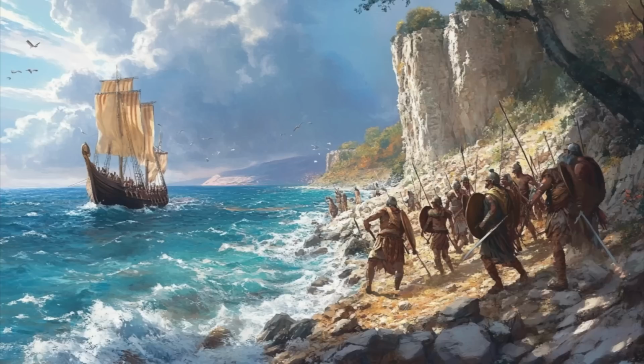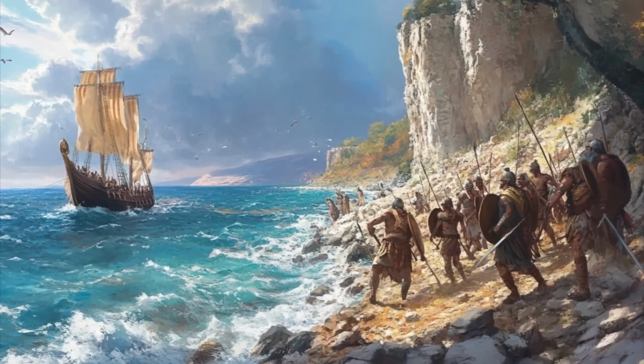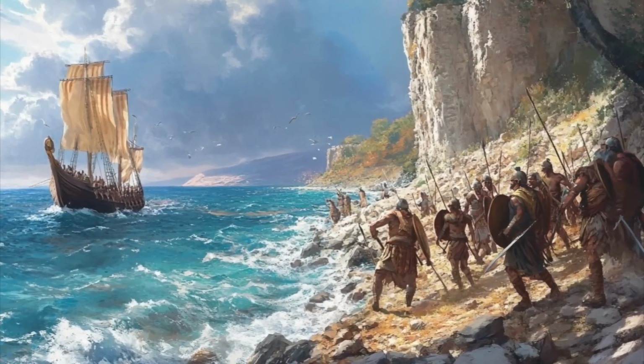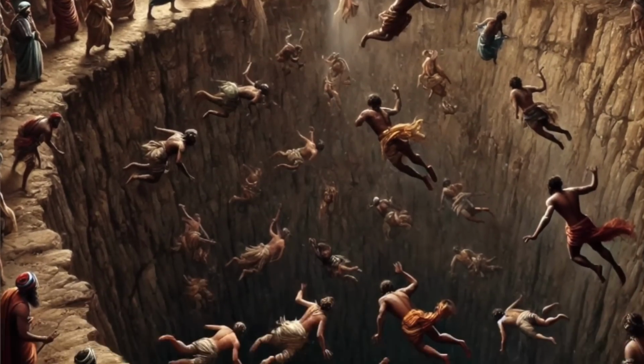Here we go. Phoenicians and Greeks raided for slaves along the Mediterranean coast and inland as far as the Danube River and the coast of the Black Sea. In Asia Minor, where some of the largest trading centers developed, records show that Syrians, Germans, Thracians, Greeks, Jews, Egyptians, Ethiopians, Arabians, Persians, Spaniards, and the North African peoples were sold in the slave marts. All types of people being sold like hotcakes, right? Going into the bottomless pit of the slave market.